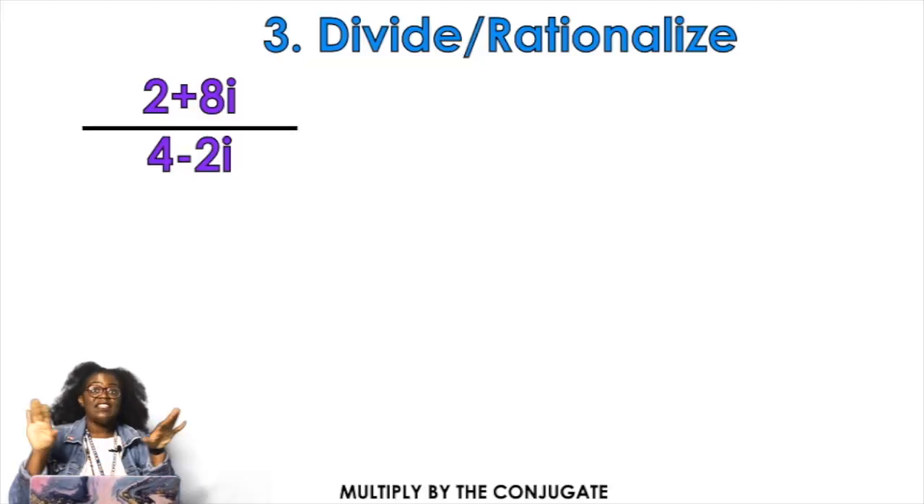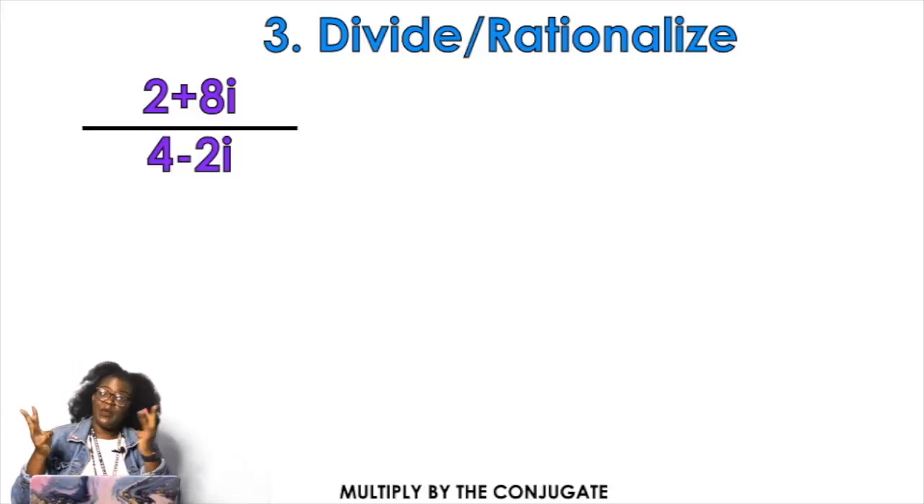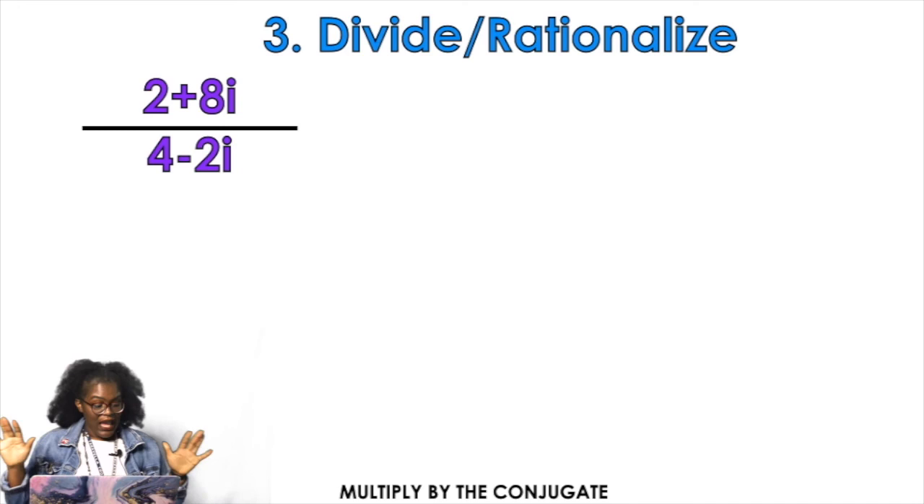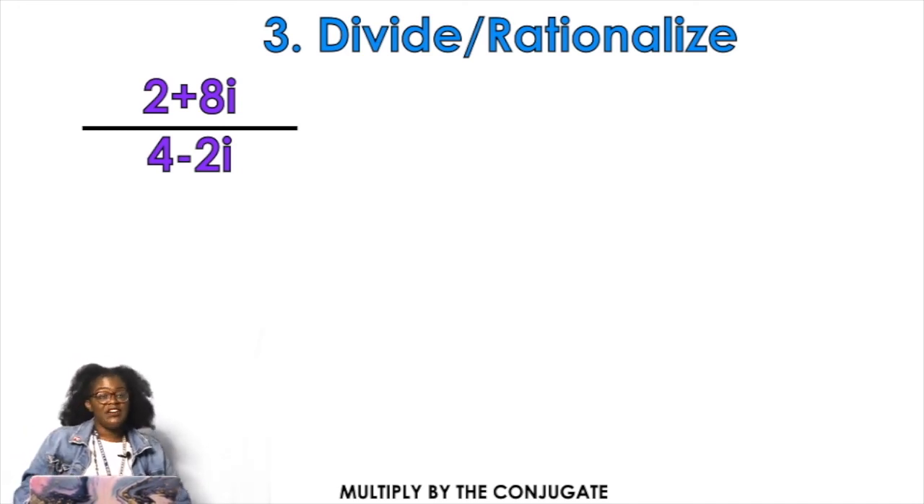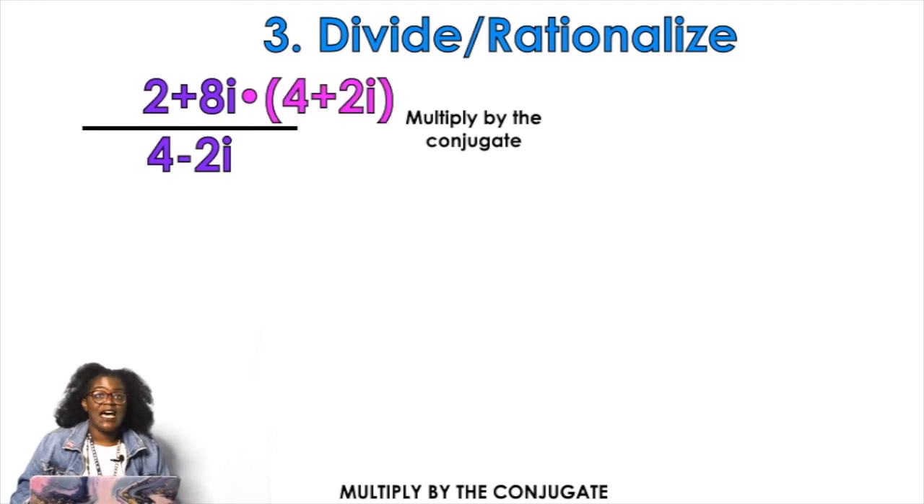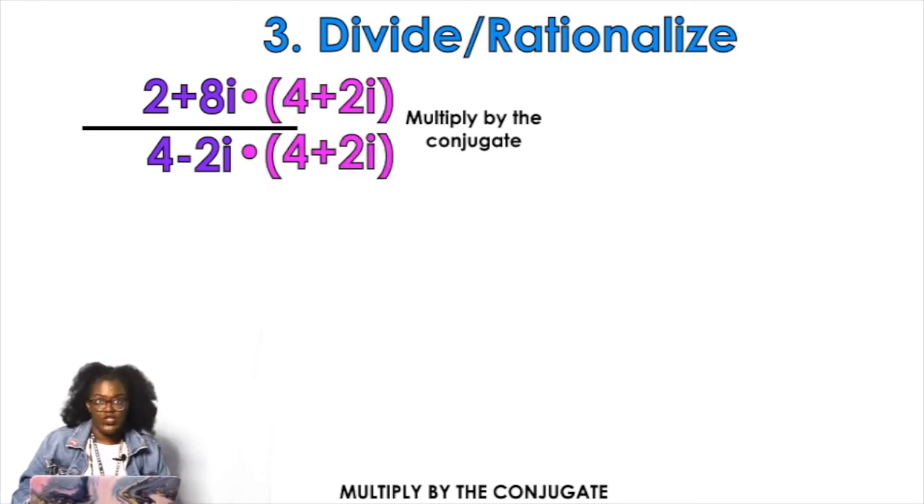So we are going to divide and rationalize for example number 3, but this is the big boy. This is the complicated one. So what we're going to do is multiply by the conjugate of the denominator. That means we are going to multiply by 4 plus 2i. So that means we have to do all the little double distributing that we learned a little bit earlier in the video, right?